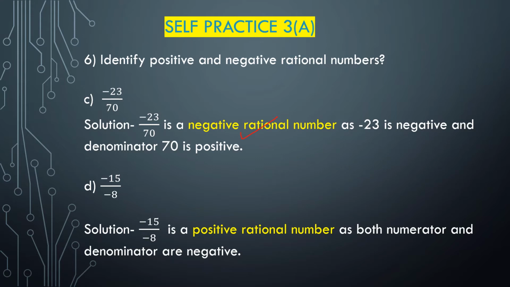D. Minus 15 divided by minus 18. This is a positive rational number as both numerator and denominator are negative. We can cancel this negative sign and we get minus 15 divided by minus 18 is 15 divided by 18. Both are positive. If the numerator and denominator of a rational number are both positive or both negative, then the rational number is a positive rational number.